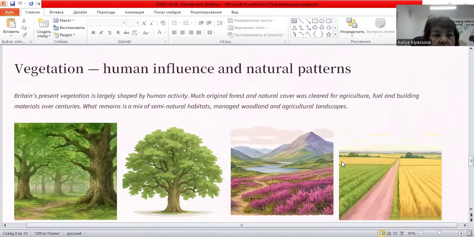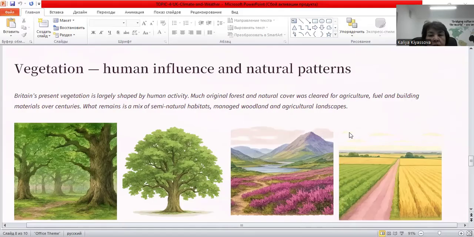What about vegetation, human influence, and natural patterns? Britain's present vegetation is largely shaped by human activity. Much original forest and natural cover was cleared for agriculture, fuel, and building materials over centuries. What remains is a mix of semi-natural habitats, managed woodland, and agricultural landscapes.